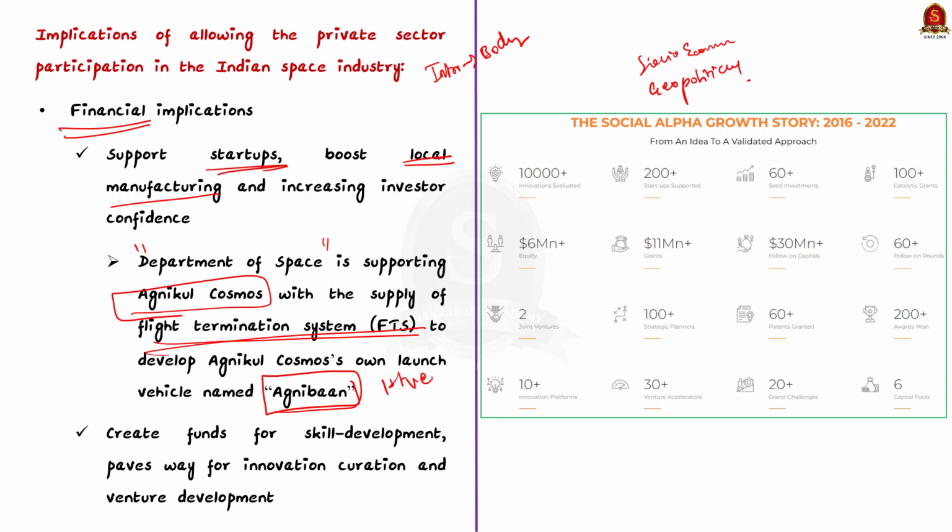Secondly, new investments allow to create funds for skill development, and it paves way for innovation curation and venture development. This in turn increases job opportunities and provides a level playing field for all the stakeholders. For example, Space Tech Innovation Network (SPIN) is India's first dedicated platform for innovation, curation and venture development for the burgeoning space entrepreneurial ecosystem. So far, it has supported numerous startups and small medium enterprises (SMEs) operating in the space industry. Moving on to the socio-economic implications.